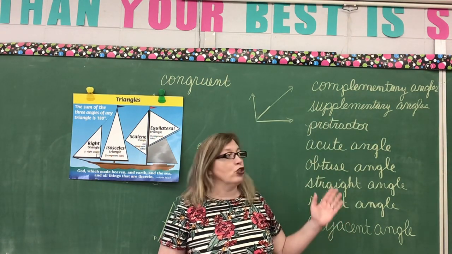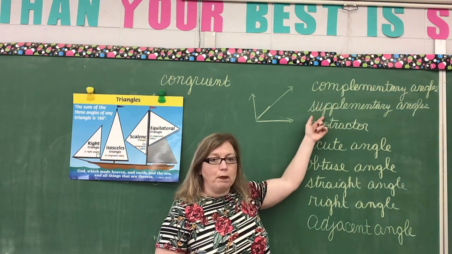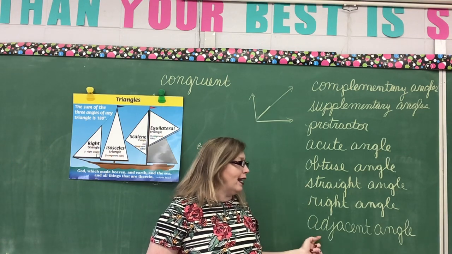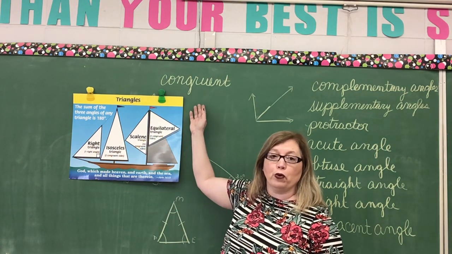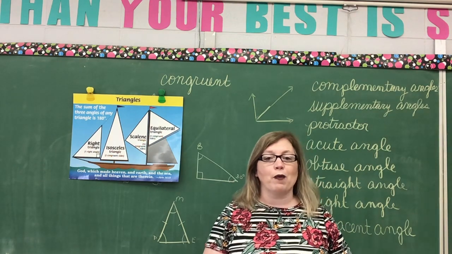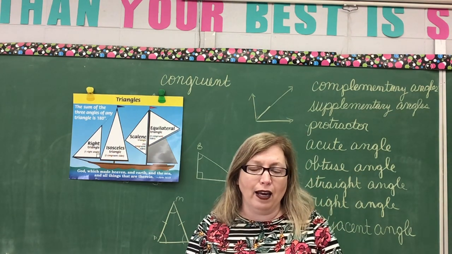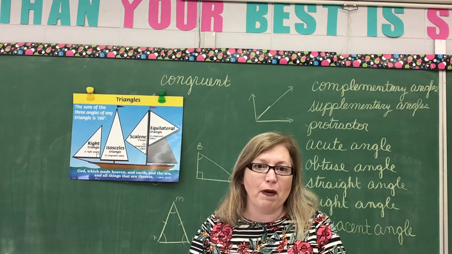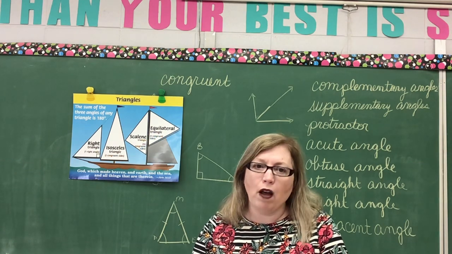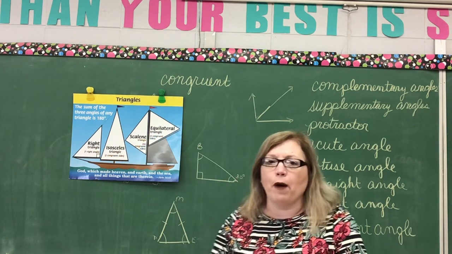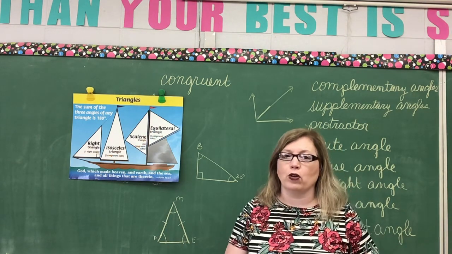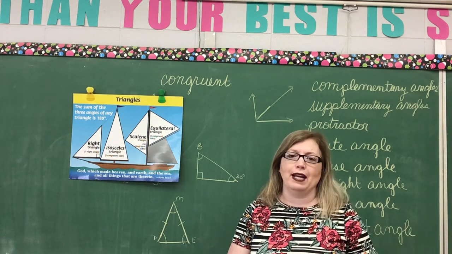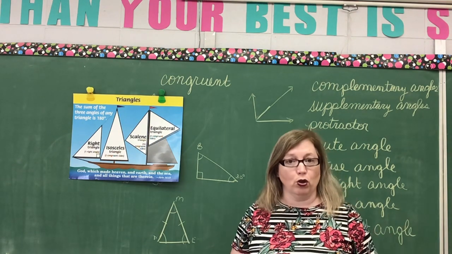Okay? So make sure you have all these terms: complementary angle, supplementary angle, protractor, acute angle, obtuse angle, straight angle, right angle, adjacent angle, the word congruent. Now we're going to add the fact that the angles of a triangle, or the sum of them, is always 180 degrees. Now, even though all triangles, when you add the three angles within that triangle, equal 180 degrees, not all triangles look the same.